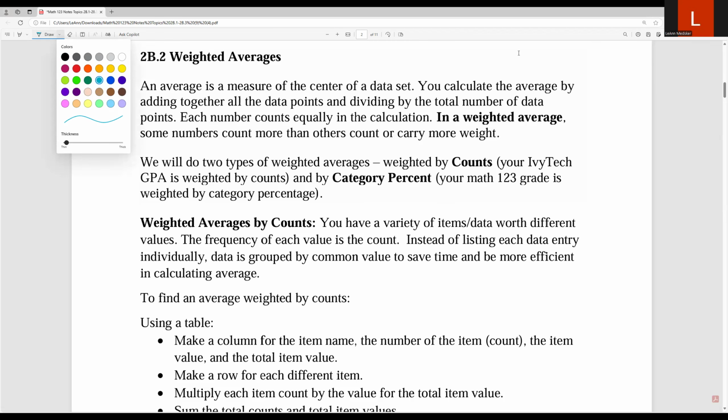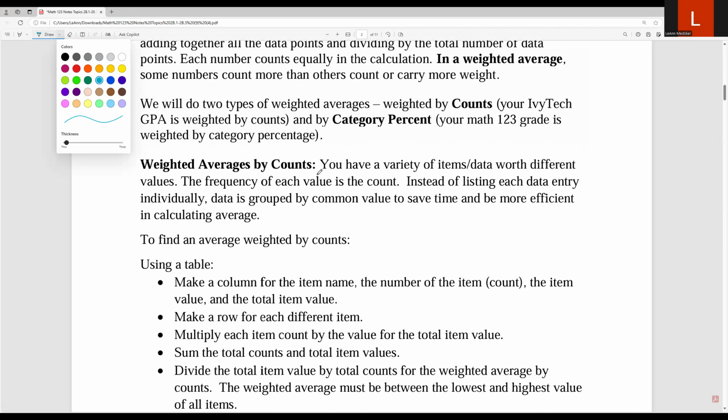So we're going to show you both types. We're going to do two types of weighted averages. Counts is like your GPA at Ivy Tech. Category percentages is like your Math 123 grade. So if it's a weighted average by counts, you're going to have a variety of items or data worth different values. The frequency of each value is the count.